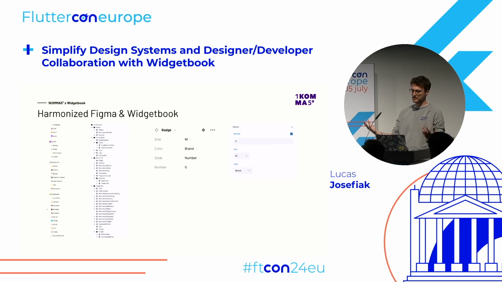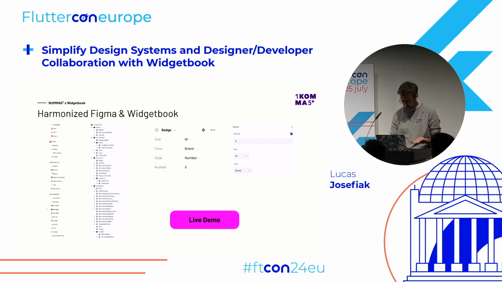And so we are also harmonizing Figma and Widgetbook. On the left, you can first of all see the structure of the design system in Figma on the side panel. And then we are mirroring and harmonizing that we also have all these components inside the Widgetbook. And then the same thing with the knobs: the stuff designers can change for the badge, we can also adjust with the knobs.